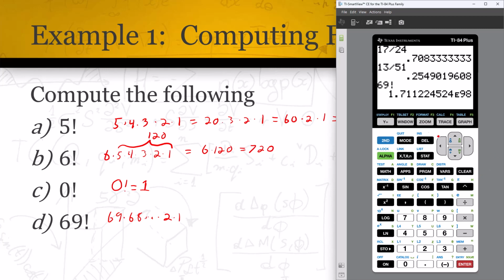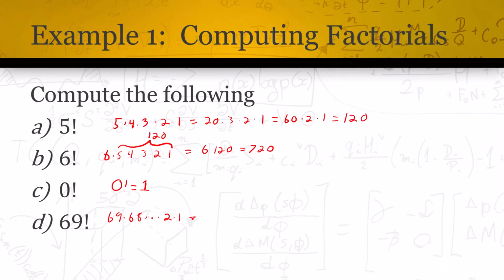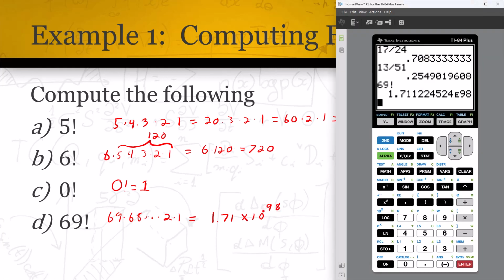Notice that answer looks a little weird. It's 1.71 with all this other stuff, e to the 98. The way that would be written is as follows. 1.71, and the e stands for times 10 to the 98. That is what we call exponential notation. The e basically means times 10 to the power, which essentially means that you would want to move this decimal place 98 places over to the right if you wanted the regular floating point answer.